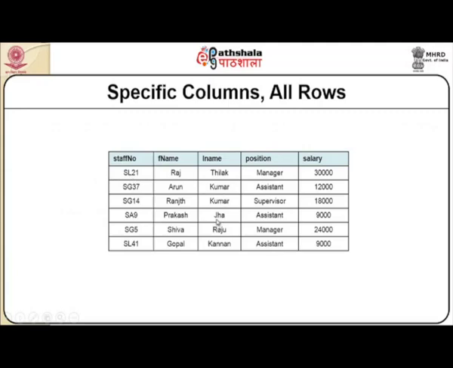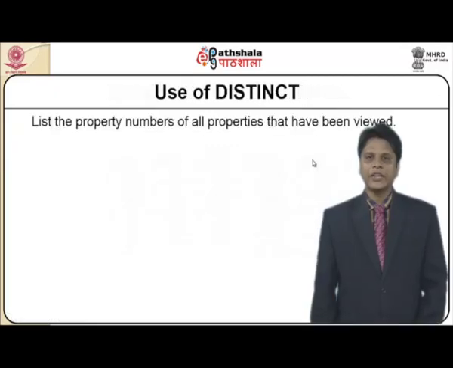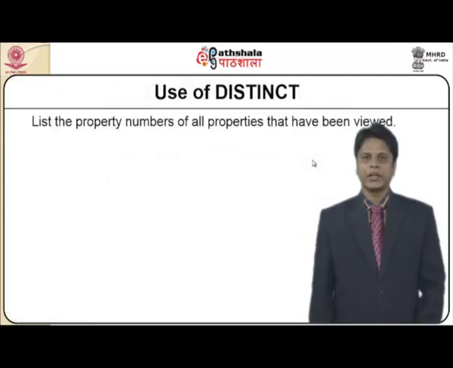So this is the indication. Here the position will also not be included, only staff number, first name, last name and salary. This is for specific columns. And we have seen the syntax shown initially, with the SELECT clause, SELECT with DISTINCT or ALL.